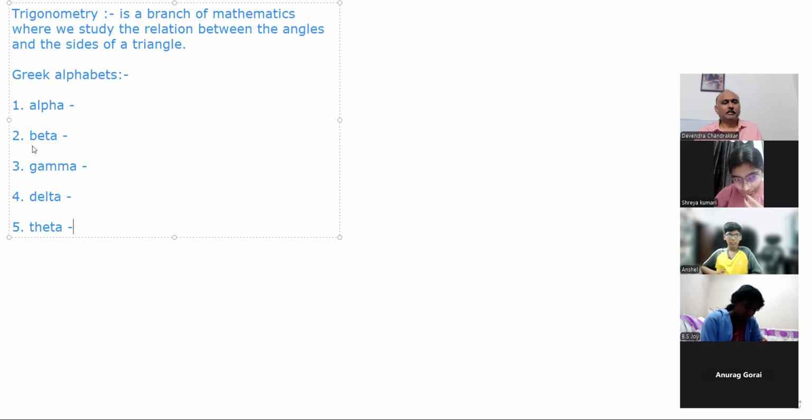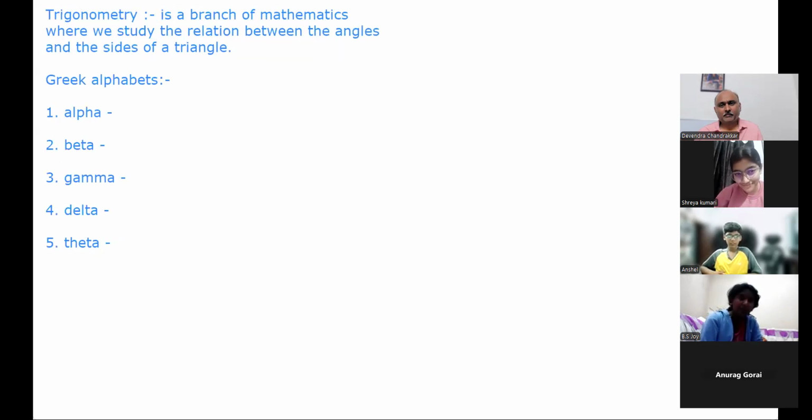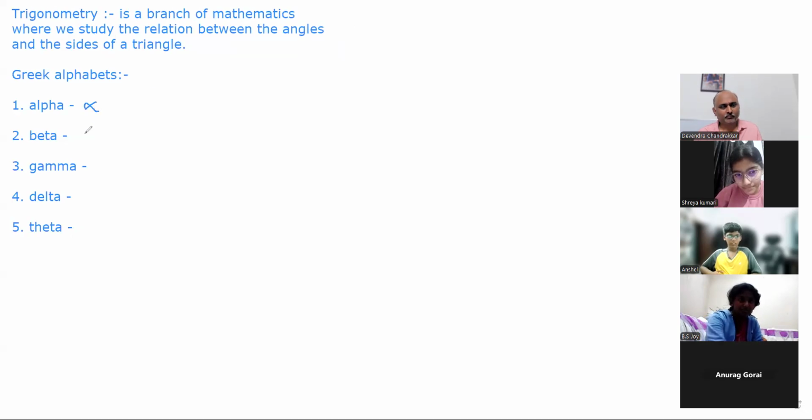So how are they represented? They are represented like this. Alpha is represented like this. Beta like this. ये gamma है. This is delta and this is theta. So alpha, beta, gamma, delta, theta. These are a few of them. I'll use them as symbols in this chapter. ठीक है?